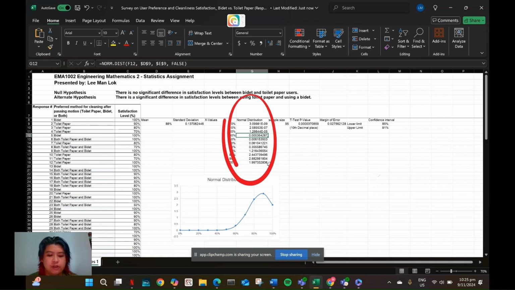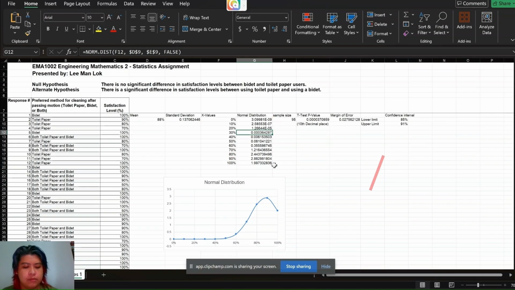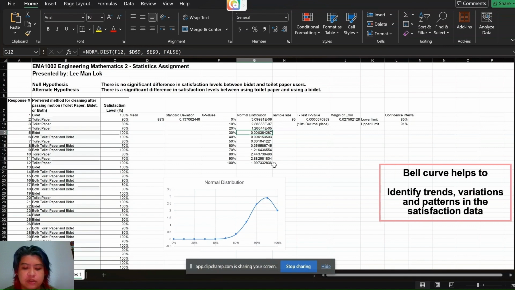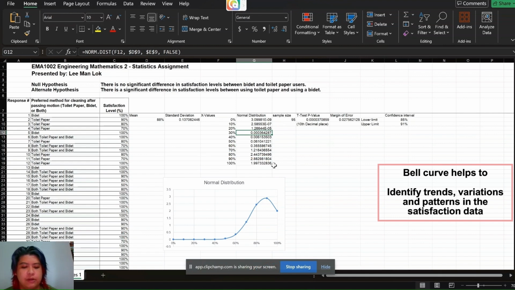The purpose of finding the corresponding normal distribution values is to understand how the satisfaction levels are distributed across the range from 0% to 100%. By calculating these values, we can visualize the distribution as a bell curve, helping to identify trends, variations, and patterns in the satisfaction data. This allows for a clearer and more detailed analysis of the data's behaviors and characteristics.